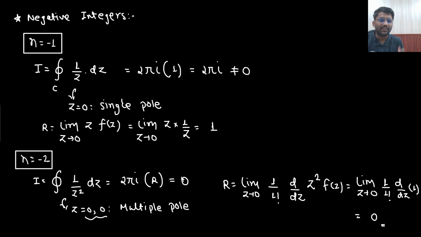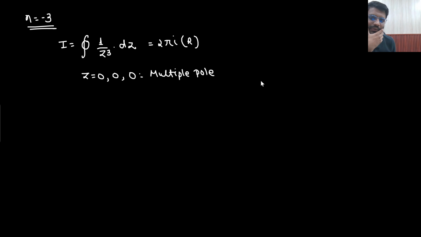Now think of n equals -3. What will happen? Your integral would become 1 by z cube dz. Now let me know where the problem will be. The problem will be there at z equals 0, at these 3 points. It is a multiple pole. So for a multiple pole, what can I do? The answer would be 2 pi iota into the residue.